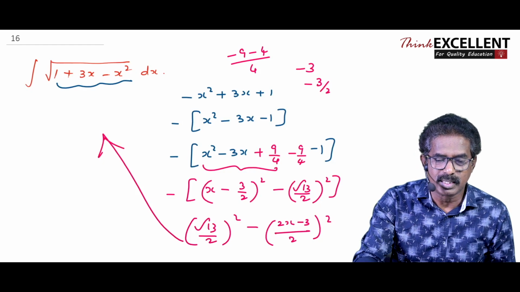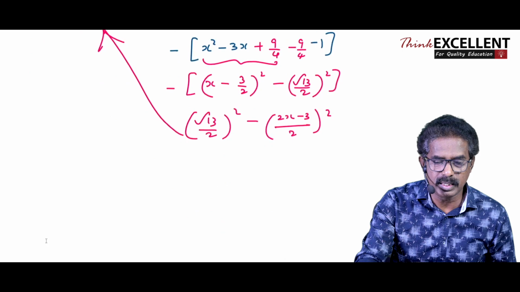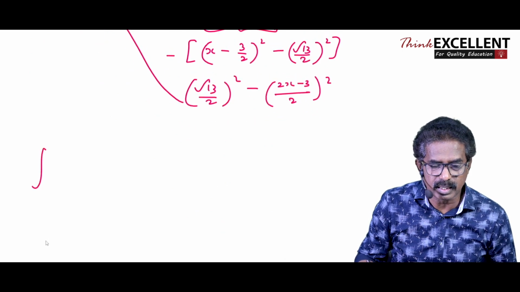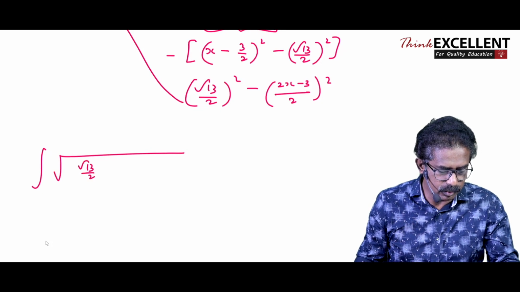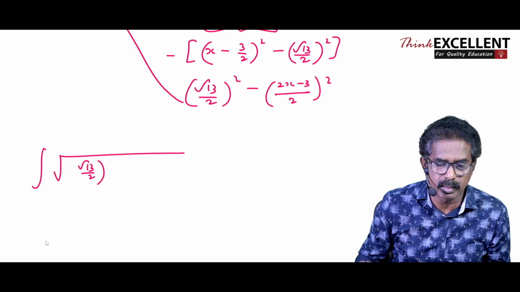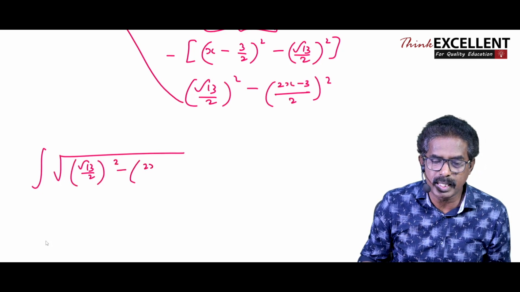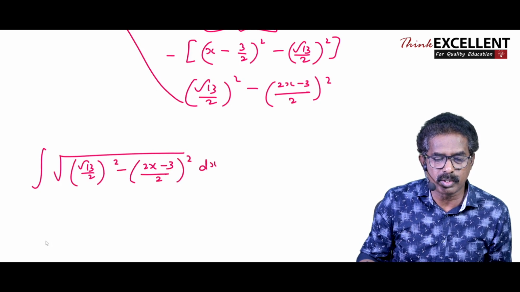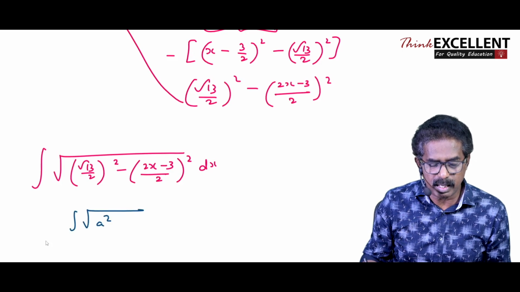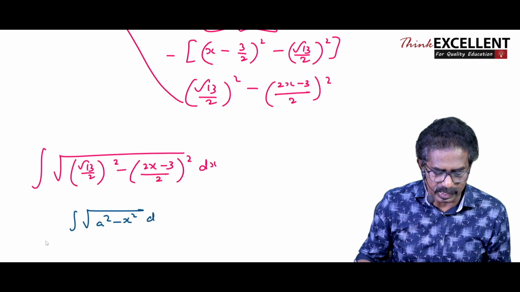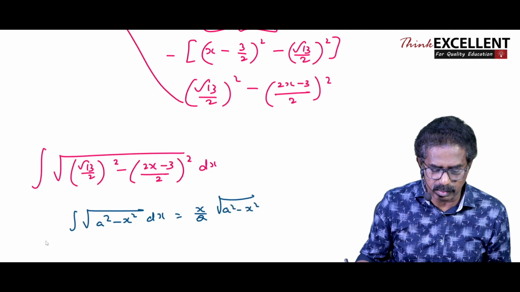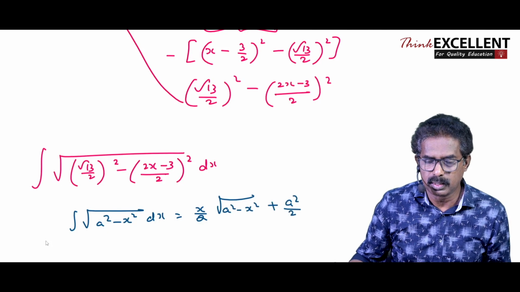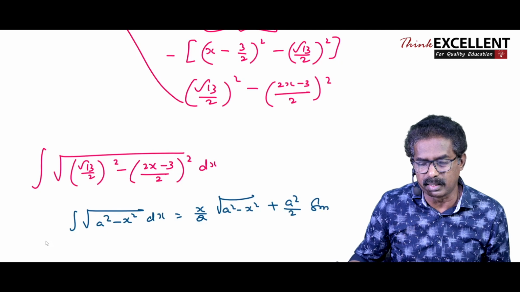So என்ன ஆகும் இப்போ, integral root of root 13 by 2 the whole square minus 2x minus 3 by 2 the whole square of dx. என்ன ஃபார்முலா யூஸ் பண்ண போறீங்க, integral root of a square minus x square dx. The formula x by 2 into root of, அந்த question எழுதணும், a square minus x square plus a square by 2 sin inverse x by a.